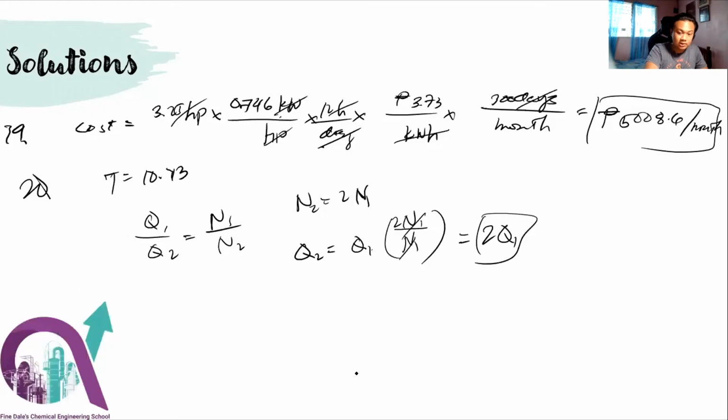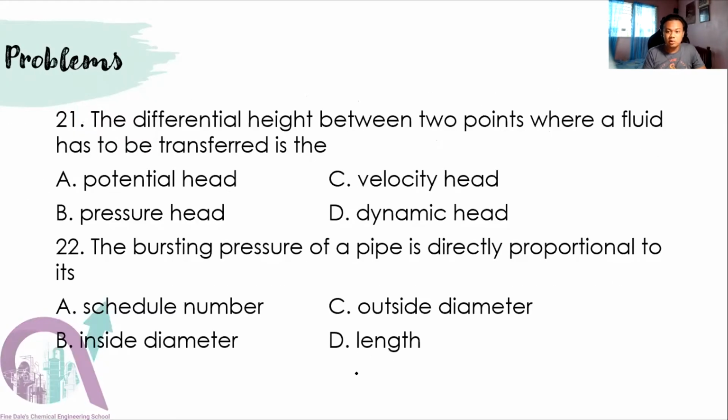Okay. So number 21, the differential height between 2 points where a fluid has to be transferred is D. Okay, so differential height. So kini, diba, differential height between 2 points. So kini, diba, this is the Z. So this is the potential head because this deals with potential energy.